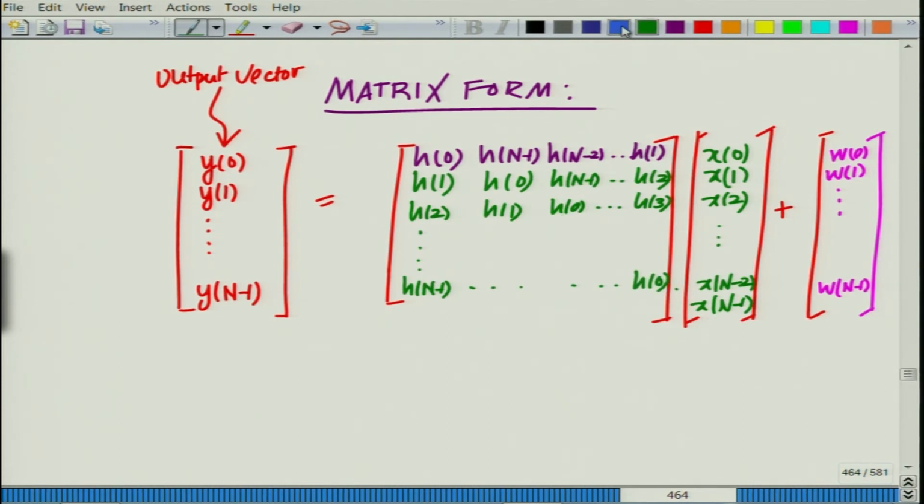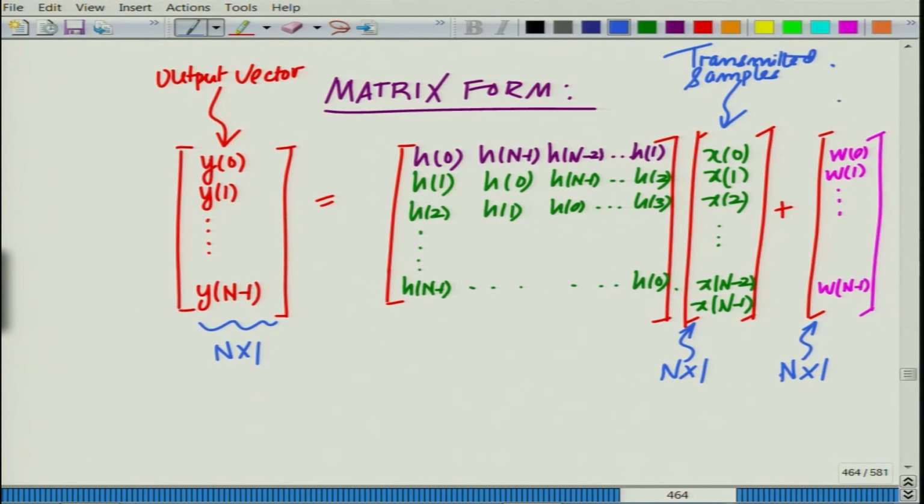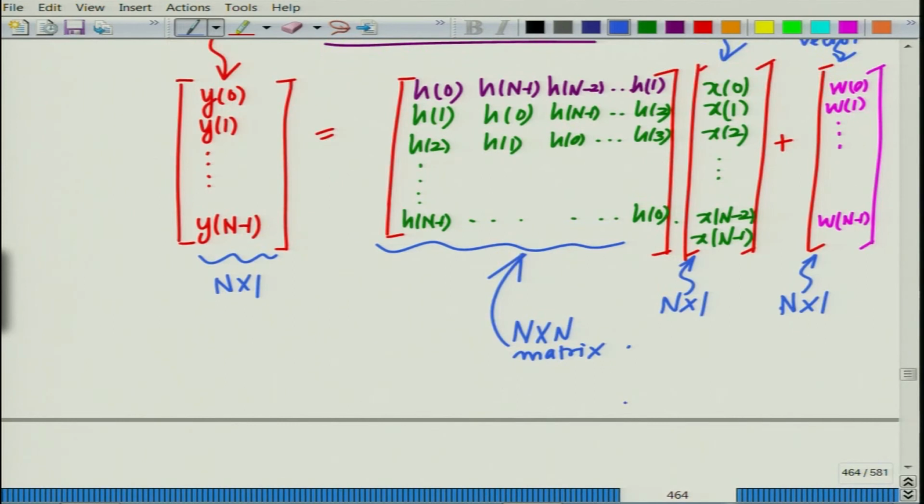Now, you see this matrix, let us look at the dimensions. This is an n cross 1 vector, this is an n cross 1 vector, this is an n cross 1 vector, this is the output vector, these are the transmitted samples, right, and this is the noise vector. Now, if you look at this n cross n matrix, you will observe something very interesting.